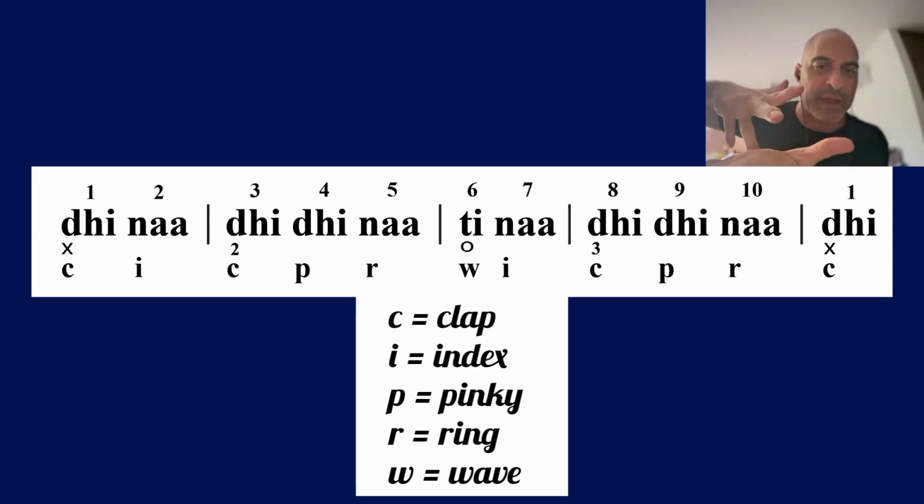And I said if there's 3 or 4 or 5 beats in the division, then we're going to use a pinky and a ring for the beats after the tali. The tali is the clap. All right, so we're going to clap at the start of each division unless it's a kali, which is beat 6.